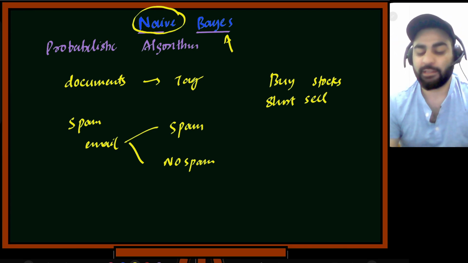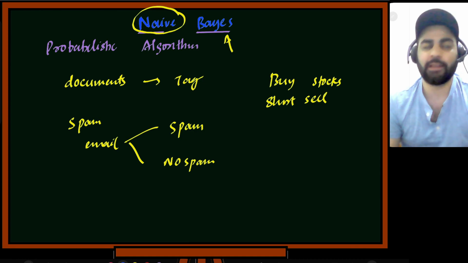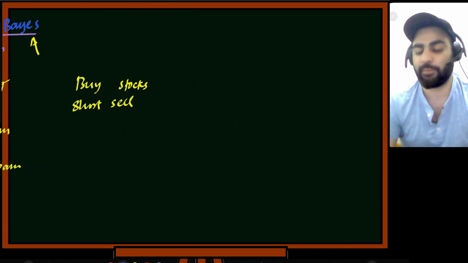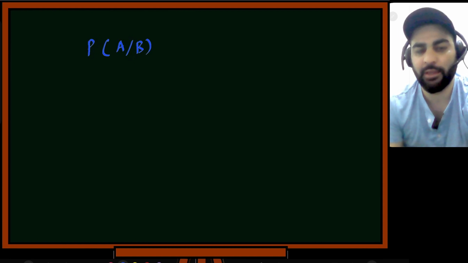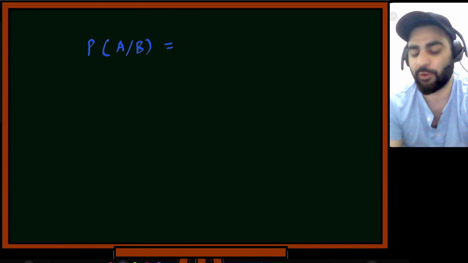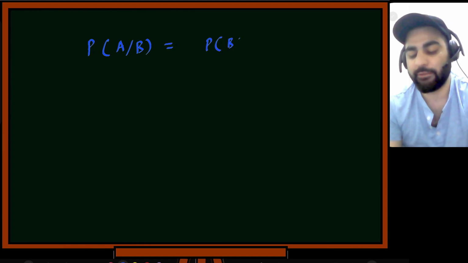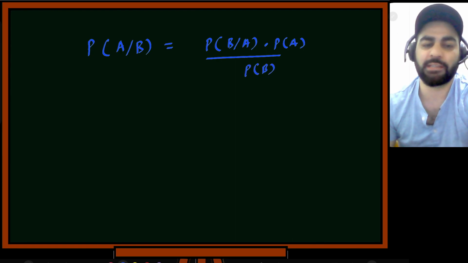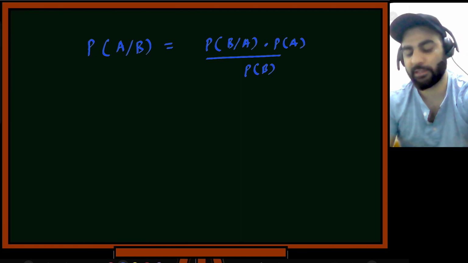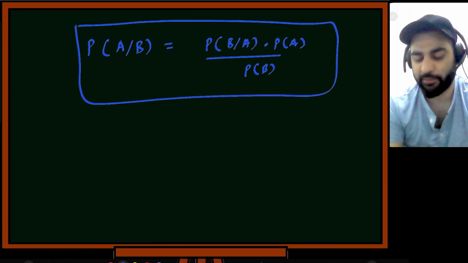Before covering this, I'll revise the basics for you. What we had is Bayes theorem. If we have the probability of A given B, written as conditional probability, it is the probability of B given A multiplied by the probability of A, divided by the probability of B. Everybody understands this, I think, because we have covered enough of this background. This is our Bayes theorem.